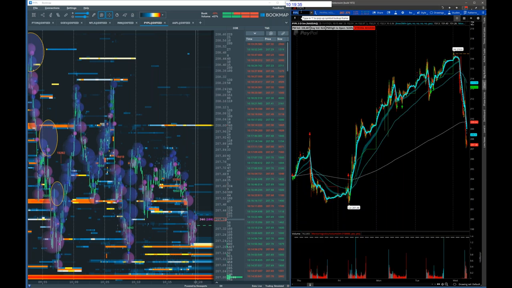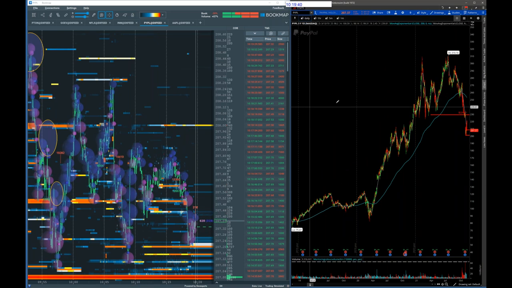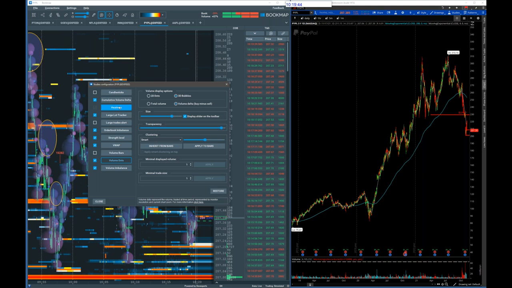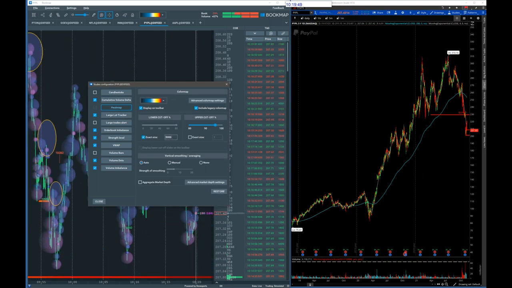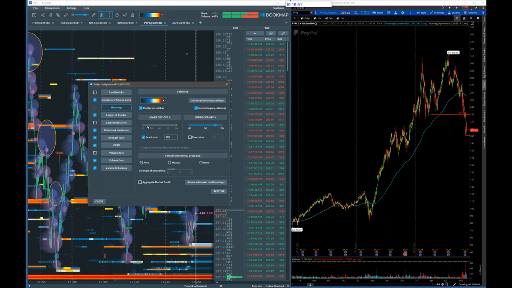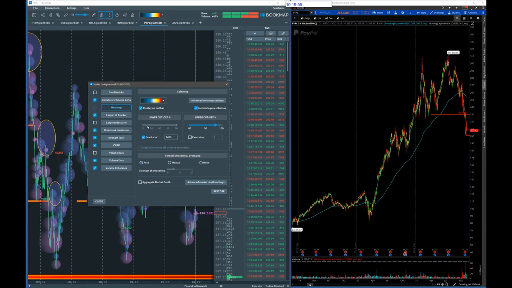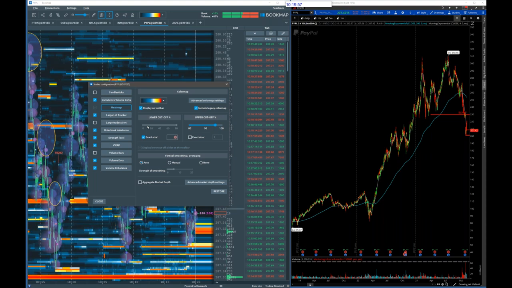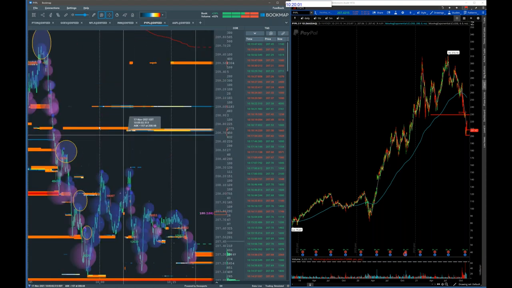PayPal. So again, first of all, check your daily, right? I want to fill a little bit over here, the heat map size. Let's put, for example, 200, maybe 400, not too much, 400. So I don't wanna see too many levels over here of heat map, just the most important ones.